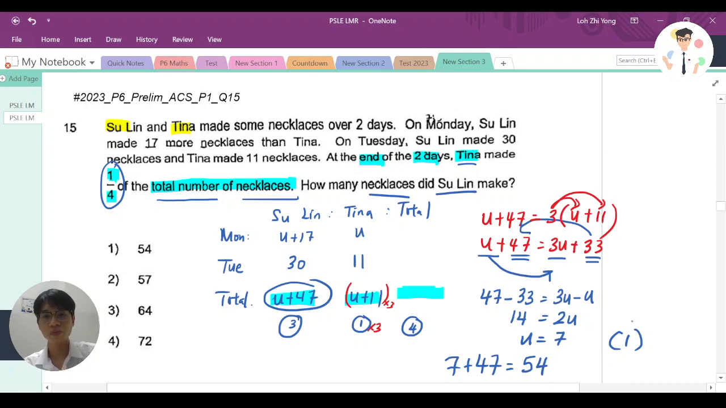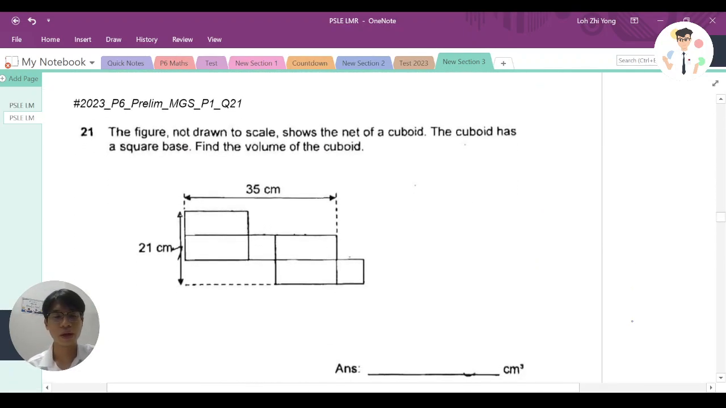Let's move on to the next question. The figure, not drawn to scale, shows the net of a cuboid. The cuboid has a square base, which means that this is a square and this is a square. Find the volume of the cuboid. This is a net, so you can imagine that once I fold it up, it will be something like this.